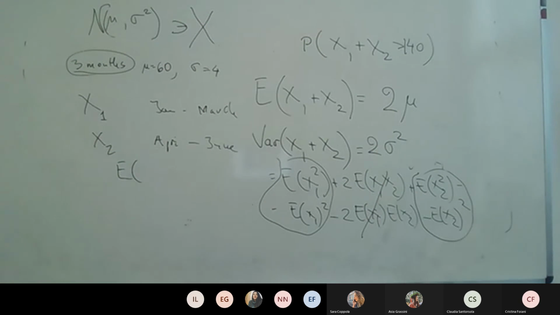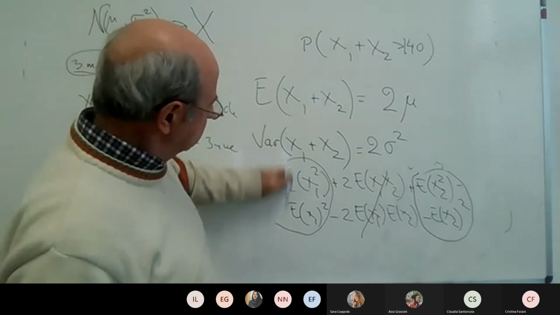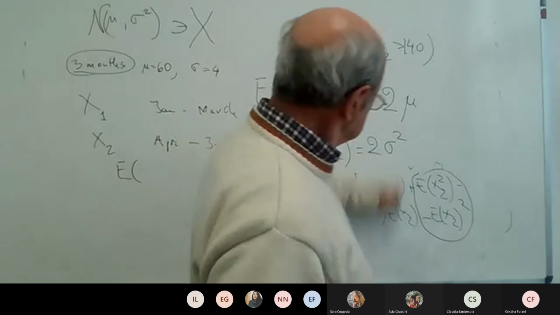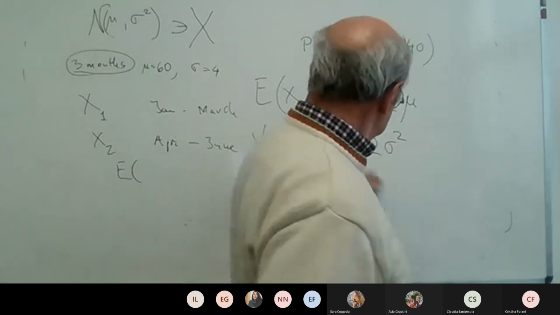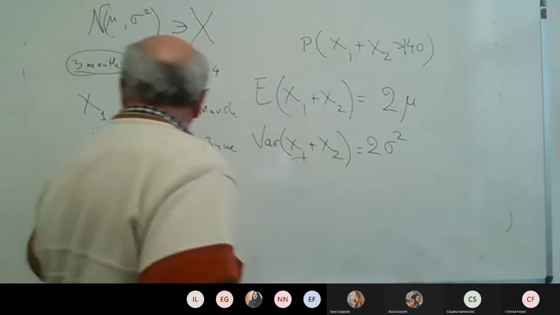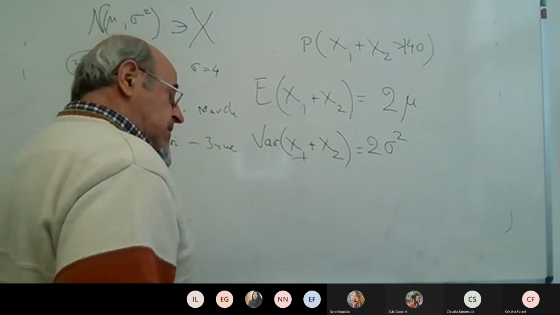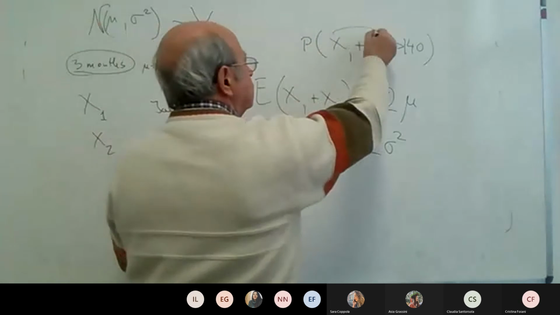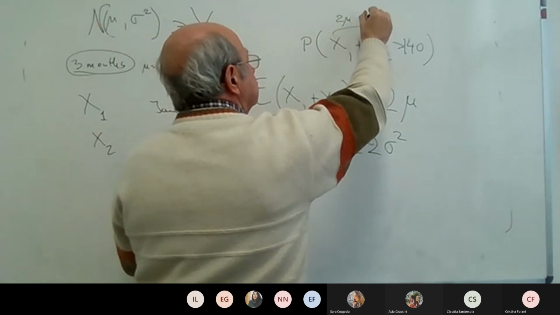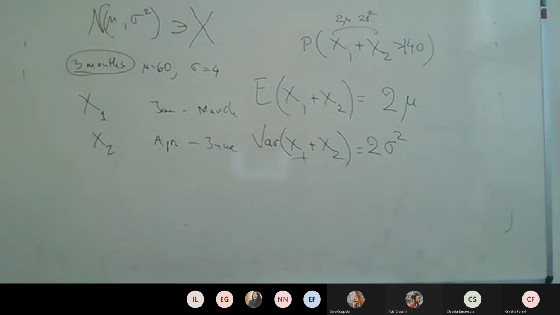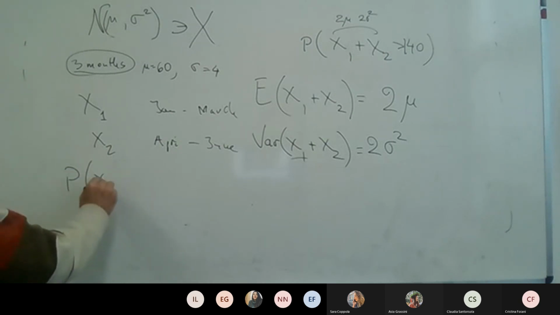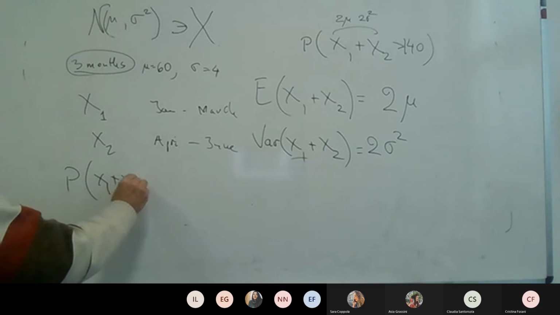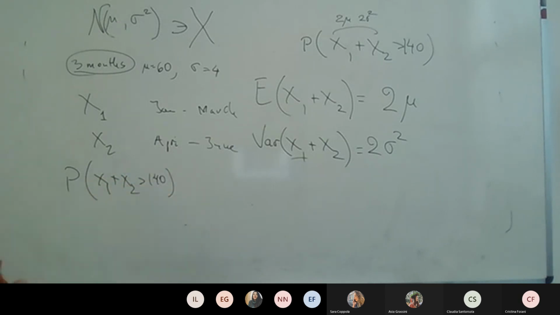And now you can very simply compute this quantity. This is to remind you what we have done before. A little bit of theoretical preparation should be used. And now let us compute, because this now is a normal distribution with parameters 2 mu and 2 sigma square. So, according to our calculation before, P of x1 plus x2 bigger than 140.